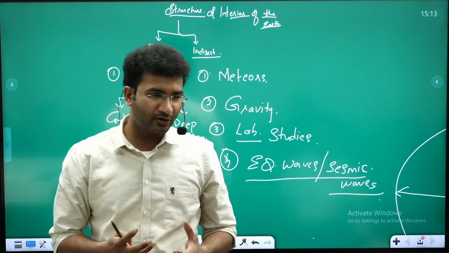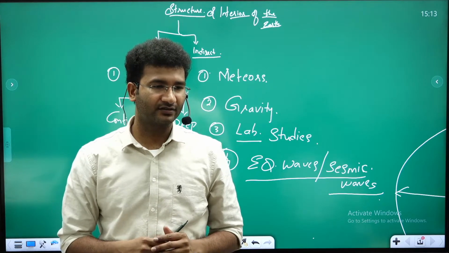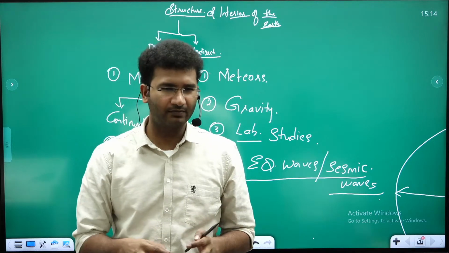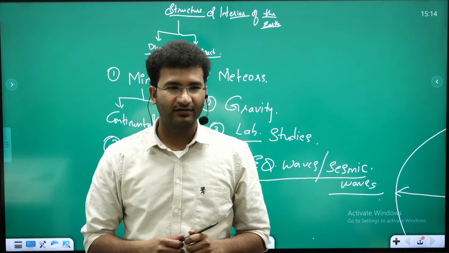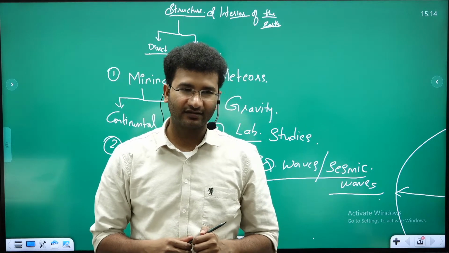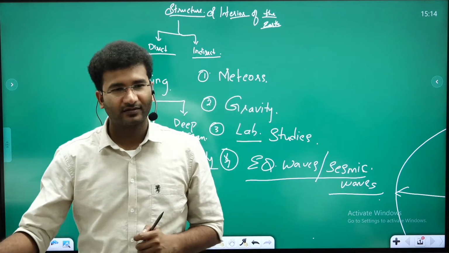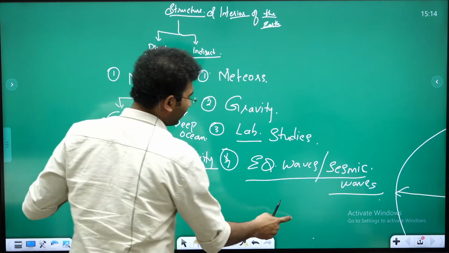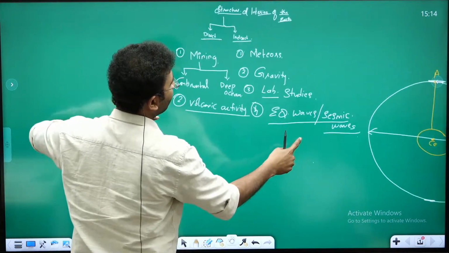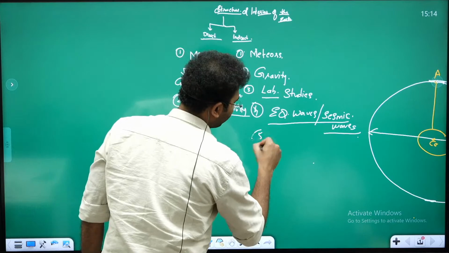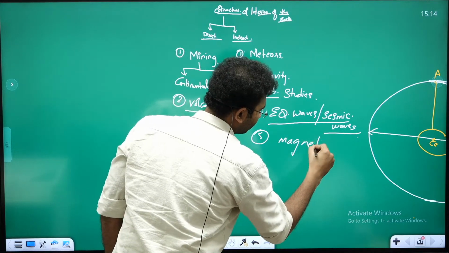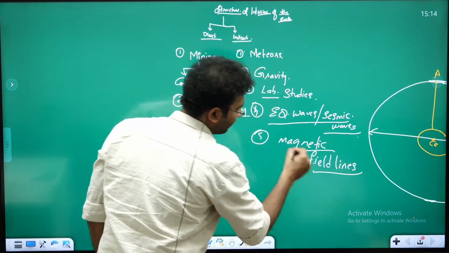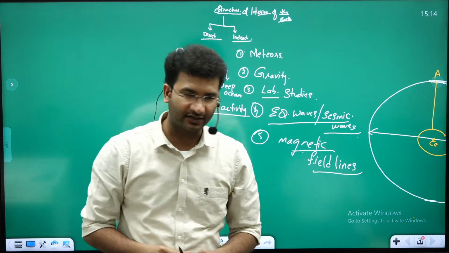See, magnetic field also helps in understanding the interior of the earth. How is it helping? Anyone? How does magnetic field help to study the interior of the earth? Poles. You have to understand the concept of magnetic field, how it is helping. It is also called magnetic field lines or magnetic field anomaly.